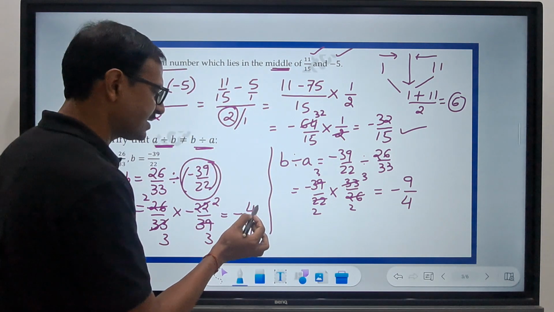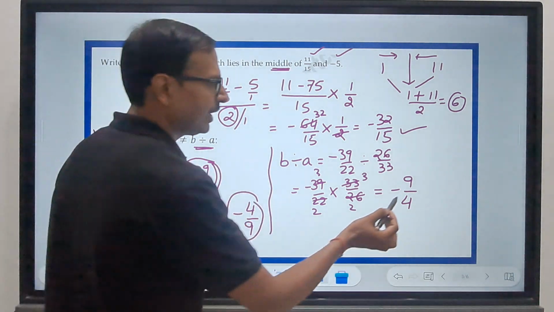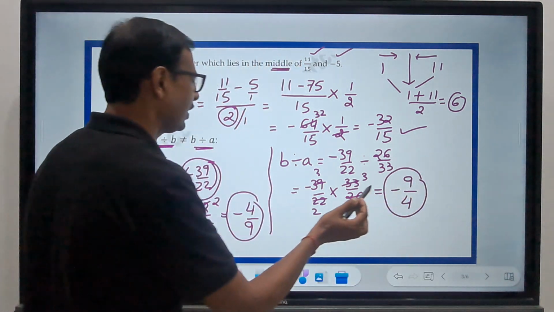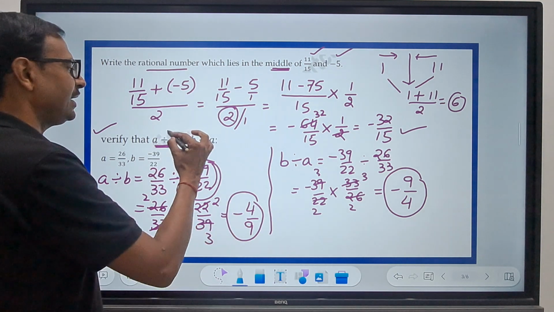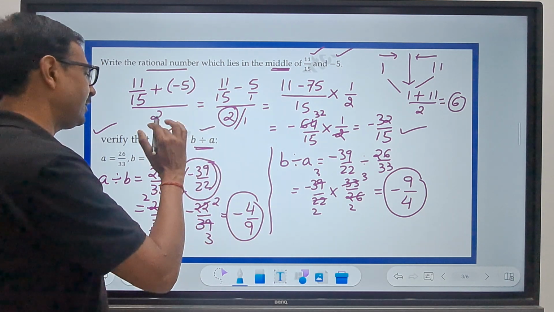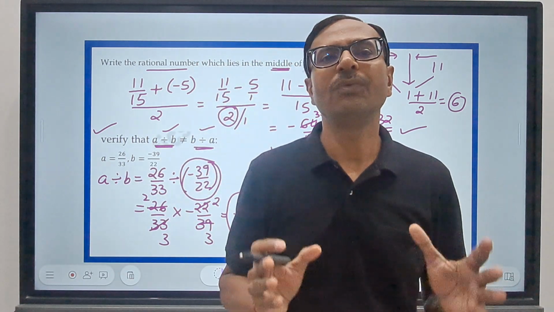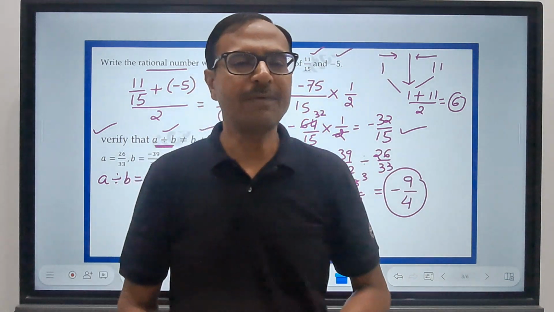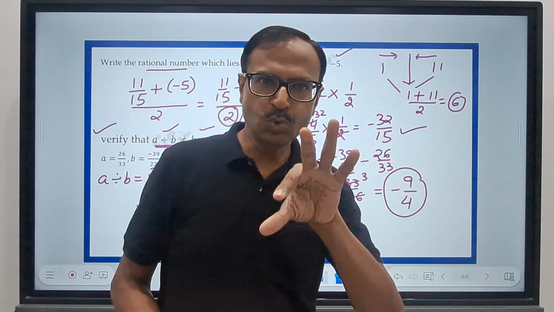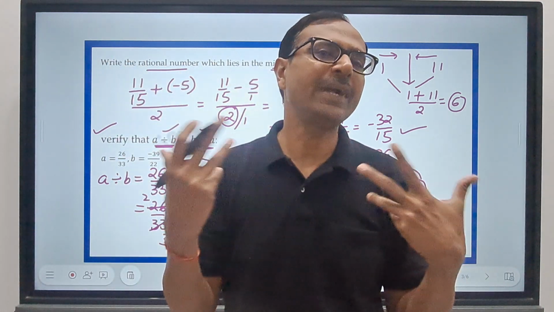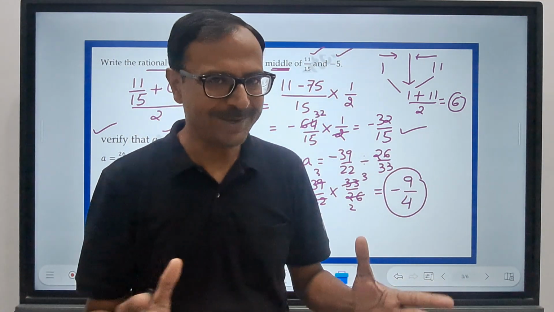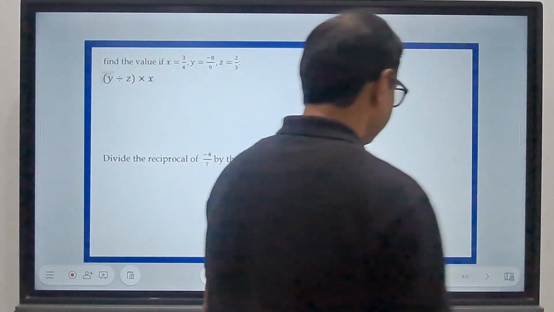And look at the answer we got here, minus 4 by 9, and here we got minus 9 by 4, thereby proving that A divided by B is never equal to B divided by A when it comes to fractions. Even in numbers, if you divide 10 by 2 or you divide 2 by 10, you are going to get a different result. Okay, let's see some more questions.